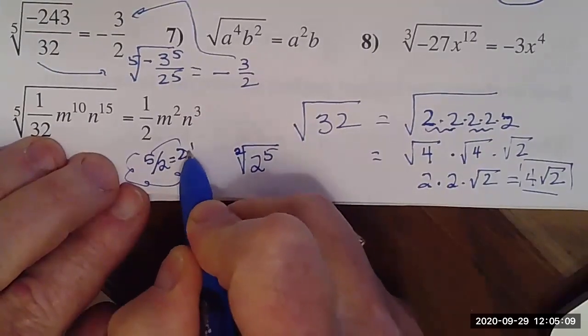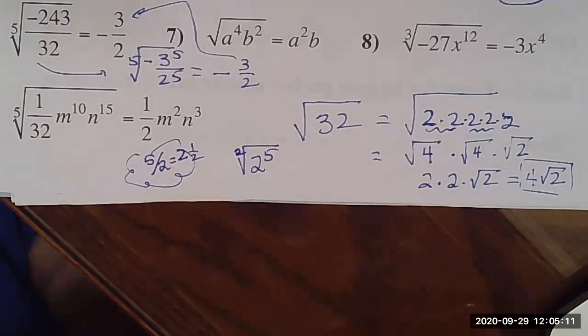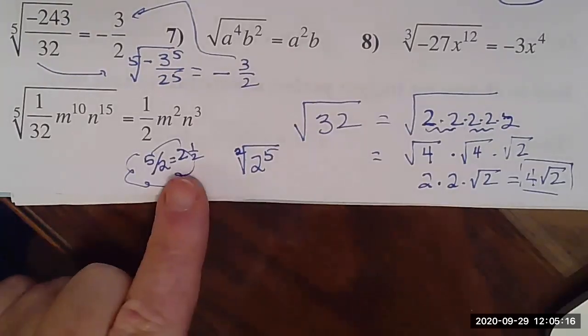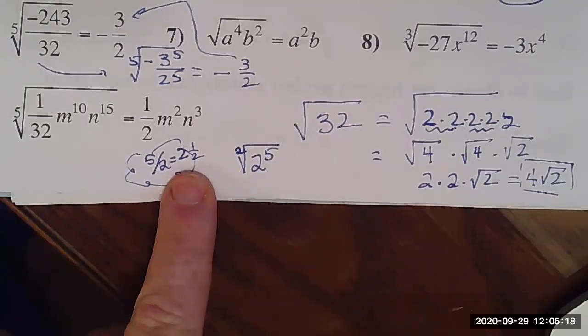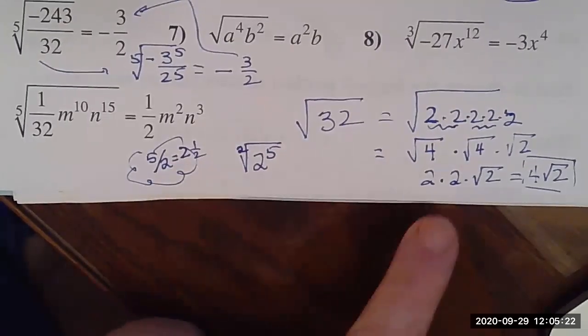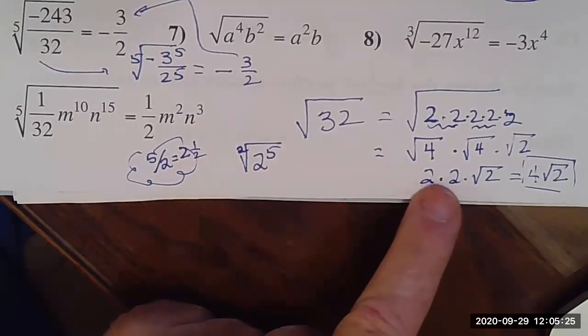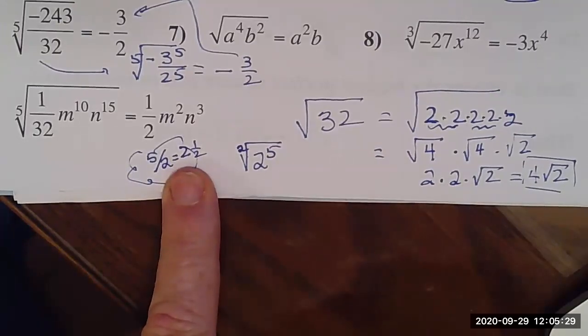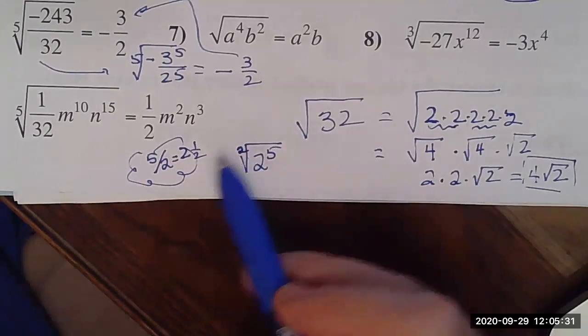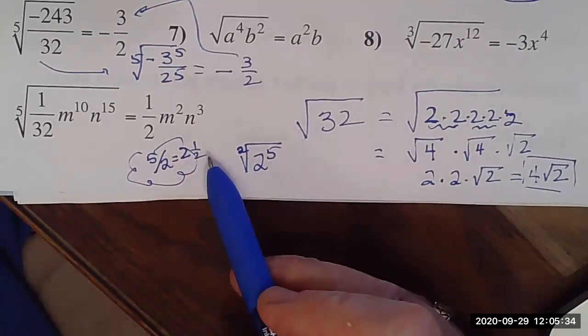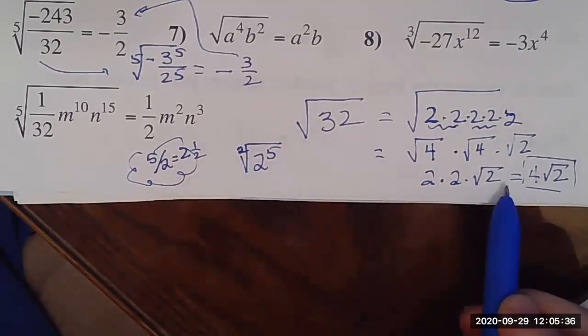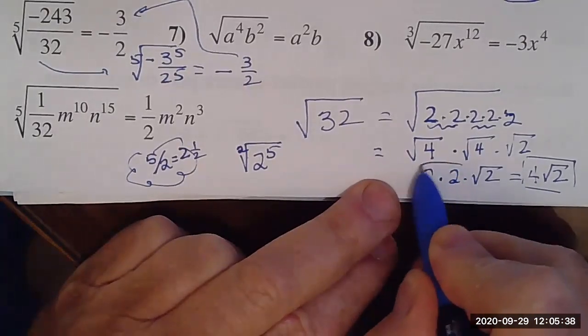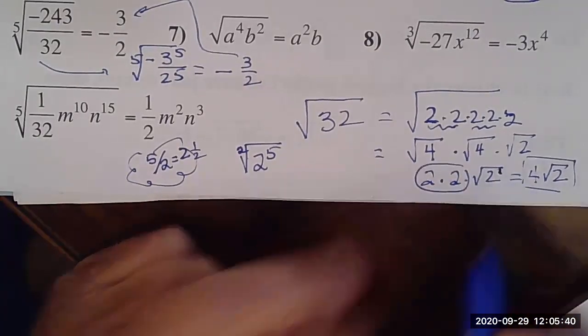2 and a leftover. 5 over 2 is the same as 2.5. The 2, the whole part, tells you how many 2s come out. Look at how many 2s came out: there were two 2s. The whole part tells you how many come out, and the fractional part, the 1 over 2, says how many are left underneath. So there are two 2s that came out, and there's 1 left over.